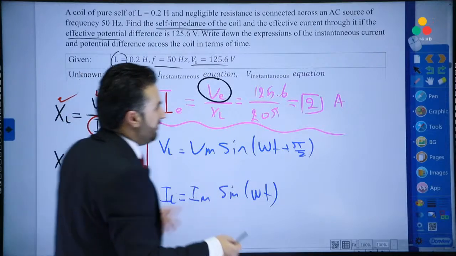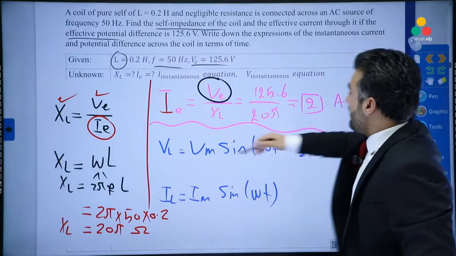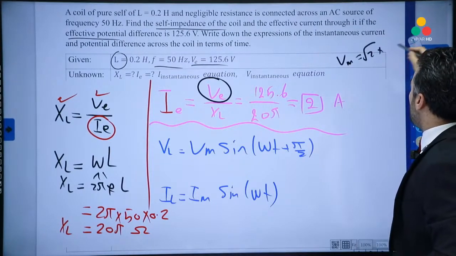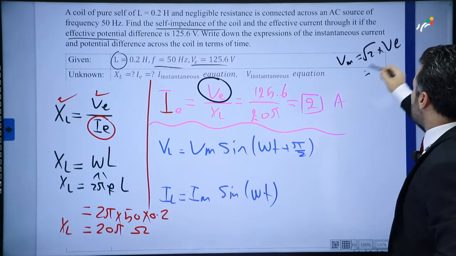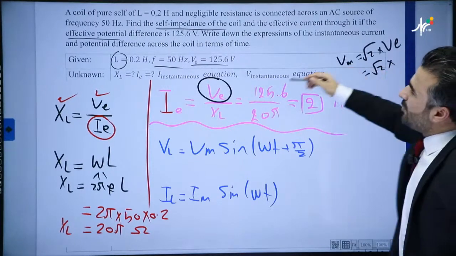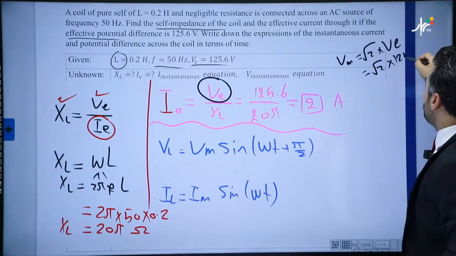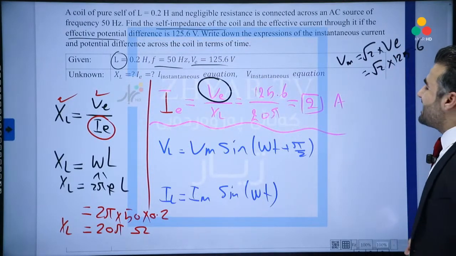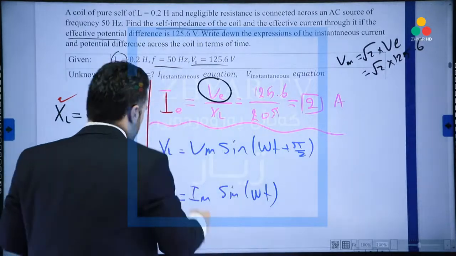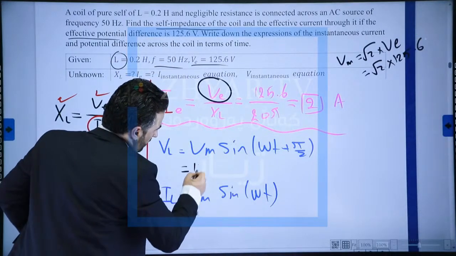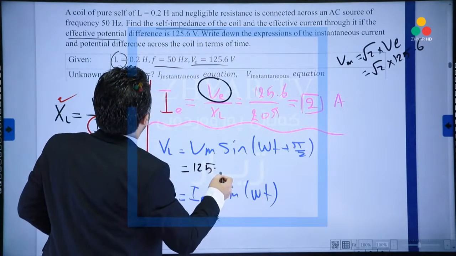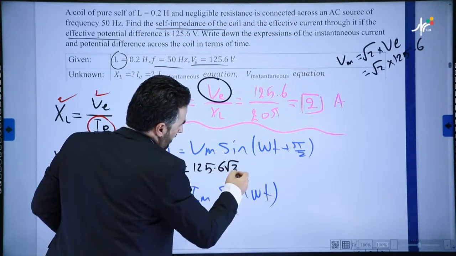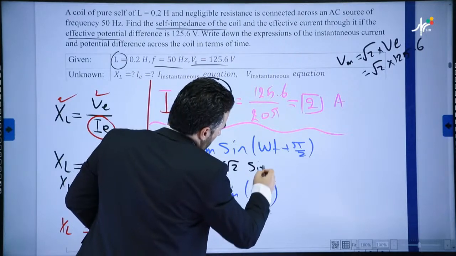So how do I find V max here? We'll say V max equals to the square root of 2 multiplied by V effective here, which is going to be the square root of 2 multiplied by 125.6 volts. And of course, you can do the math or you can just leave it as it is here. So in this case, it is going to be 125.6 multiplied by the square root of 2, then sine omega t.